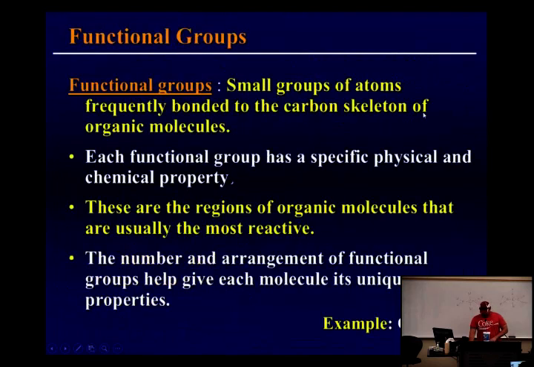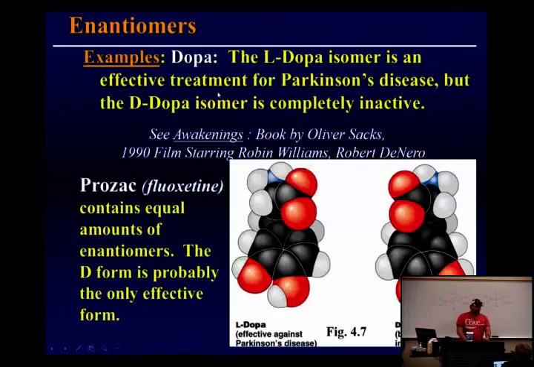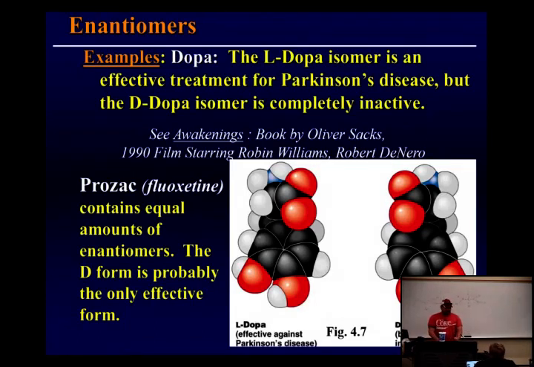Other examples we can talk about: for treatment of Parkinson's, they use DOPA. If you haven't seen the movie Awakenings, it's pretty good. It's about people who got vaccinated in the 20s and 30s and developed Parkinson's-like symptoms. DOPA has a right- and a left-handed form, but only the left-handed form is biologically active. The right-handed form doesn't do anything at all. Prozac is the complete opposite. Here, the right-handed or D form is the one that's biologically active, and the left-handed form isn't.